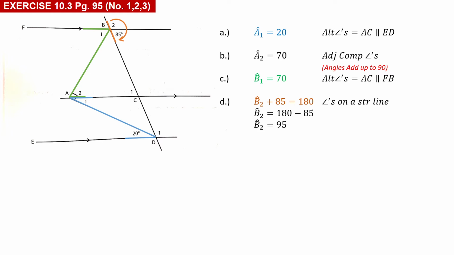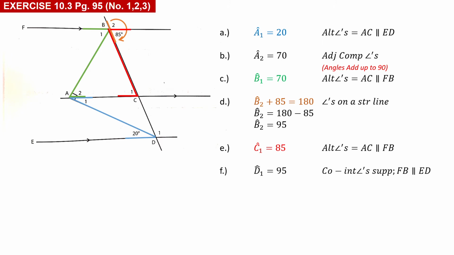From there, they wanted C1, so I'm trying to find out this angle here, and you had alternating angles again, so C1 is equal to 85 degrees, alternating angles. And then the last one that they wanted you to calculate was D1. Okay, so you've got a massive U shape over here. So 85 plus D1 should add up to 180 degrees because of co-interior angles being supplementary. And if you figure out what D1 is, you're going to find D1 is 95.